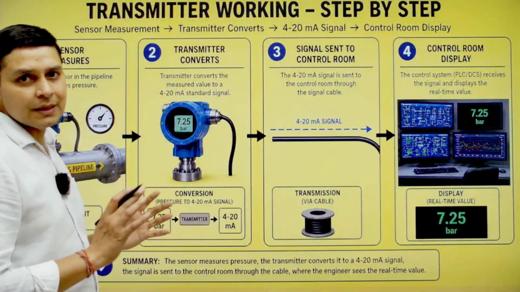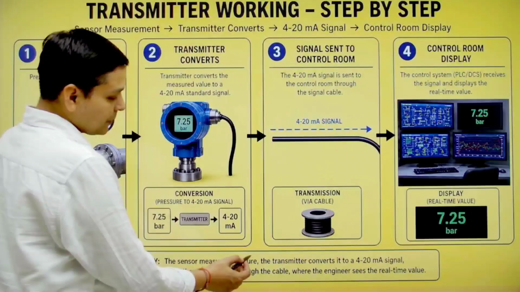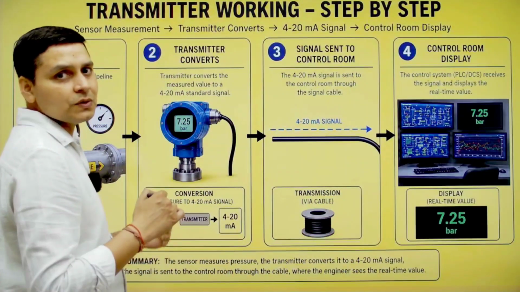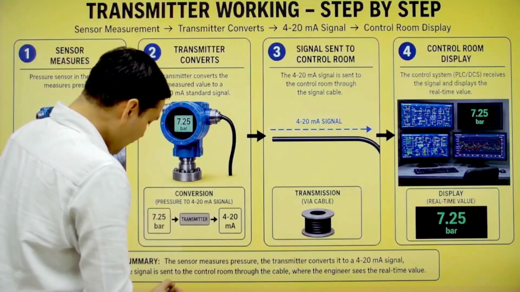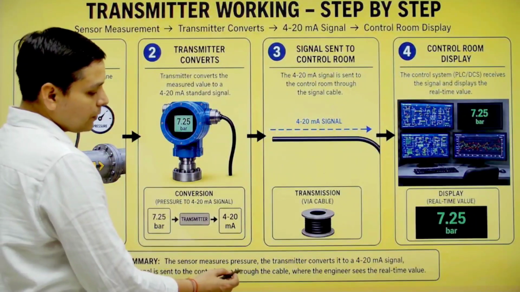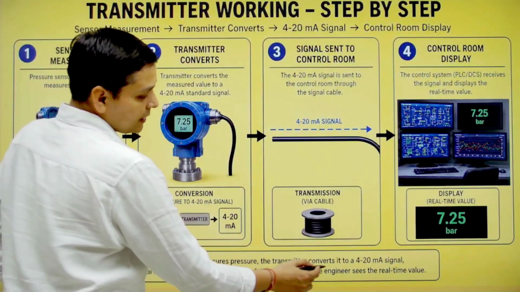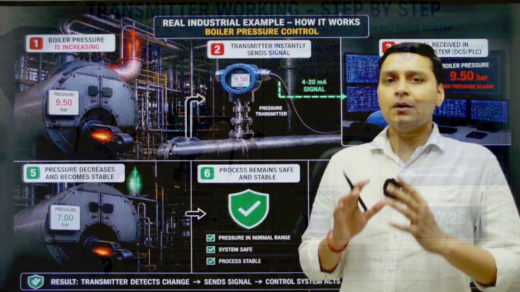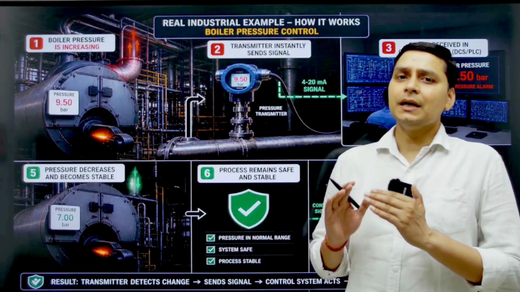So here the summary is: the sensor measures pressure, and the transmitter converts it to a 4 to 20 milliampere signal or to some other standard signal. The signal is sent to the control room through the cable, where the engineer or the operator sees the real-time value. Now we will understand it by using an example.